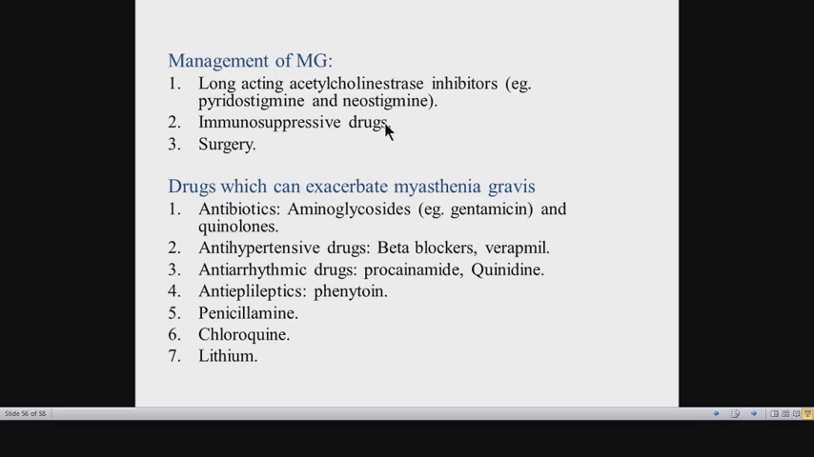طيب other than steroids في other immunosuppressive drugs can be used زي الازاثيوبرين والمايكوفينولate. And azathiopurine and mycophenolate, these are potent immunosuppressive drugs. They have also a lot of side effects. لكن احنا we use azathiopurine and mycophenolate as steroid sparing agents.